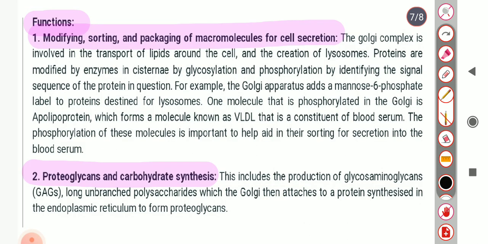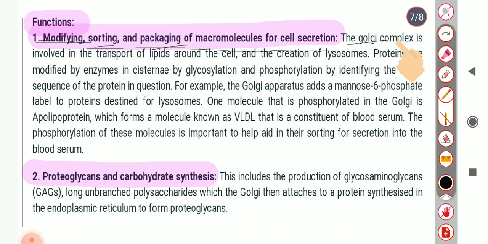First of all, function of Golgi apparatus: modifying, sorting, and packaging of macromolecules for cell secretion. Its main function is to modify, sort, and package macromolecules for cell secretion. I have also told you that the Golgi apparatus acts like a postman.